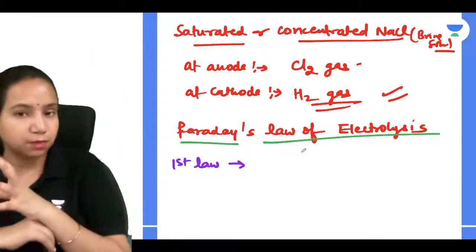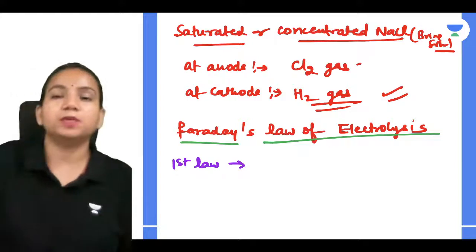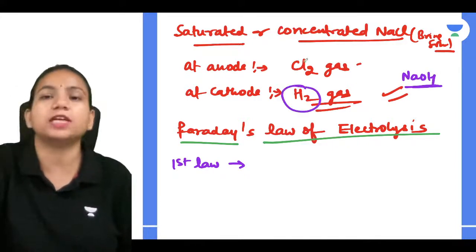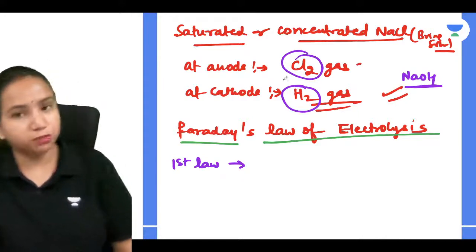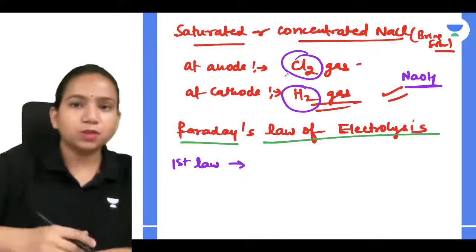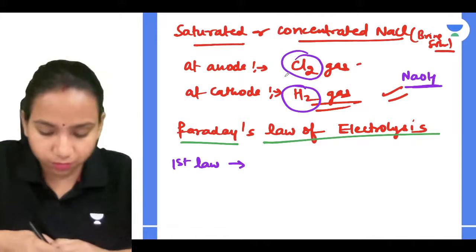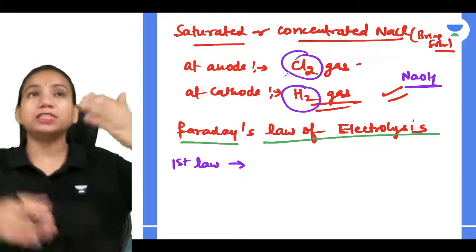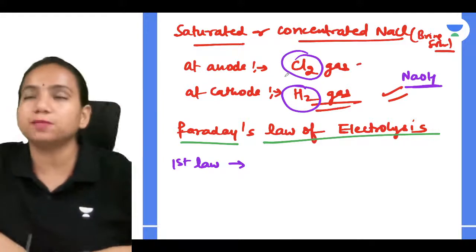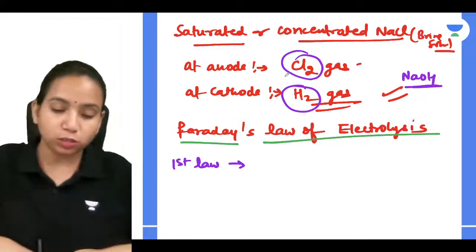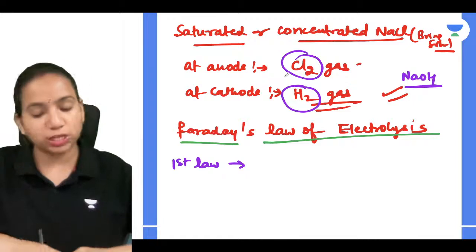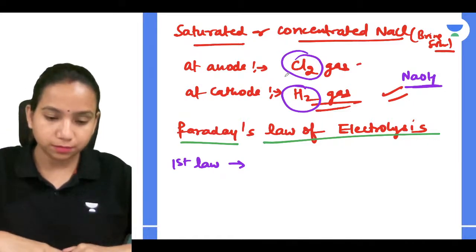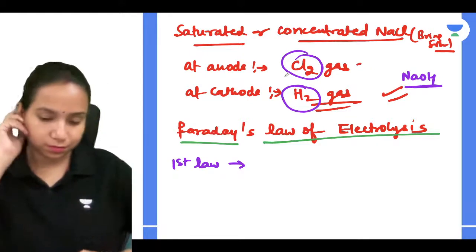Like Na plus combines with OH minus and gives you NaOH. Along with that, hydrogen atoms combine together to give you hydrogen gas. Chlorine atoms combine together and give you chlorine gas. So that's what you get as the products. So obviously the electrolysis will keep on taking place until all the NaCl molecules get converted into NaOH, H2 and Cl2. Getting this point, Siddhartha?